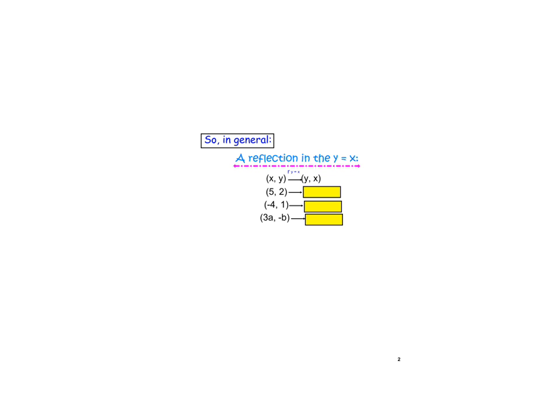So the rule for y equals x was (x, y) becomes (y, x). So it's a nice easy rule to remember. (5, 2) would become, I'm going to write it over here, (2, 5). (-4, 1) becomes (1, -4). And then (3a, -b) becomes (-b, 3a). So they're just switching spots. No signs are changing.